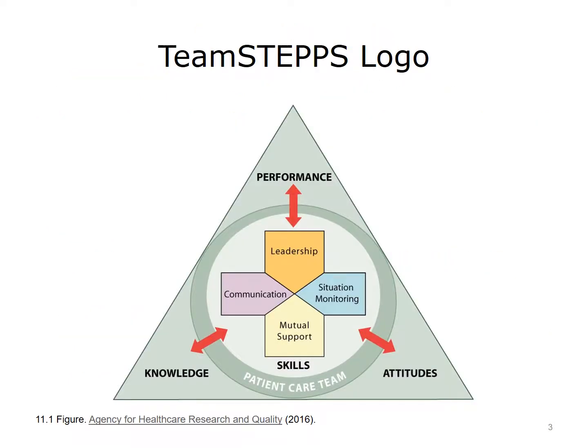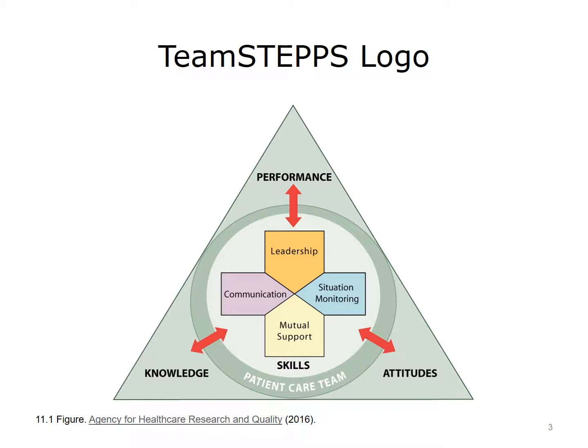Note the TeamSTEPPS logo shown on the slide, paying particular attention to the 4 skills located inside of the circle: leadership, situation monitoring, mutual support, and communication. Each of these skills is considered to be both teachable and learnable. The interaction between the team-related outcomes of attitudes, performance, and knowledge with these 4 skills is illustrated by the red bidirectional arrows. Notice that in this diagram, the circle that the red arrows cross is labeled, "patient care team," because TeamSTEPPS is designed primarily for patient care team providers.